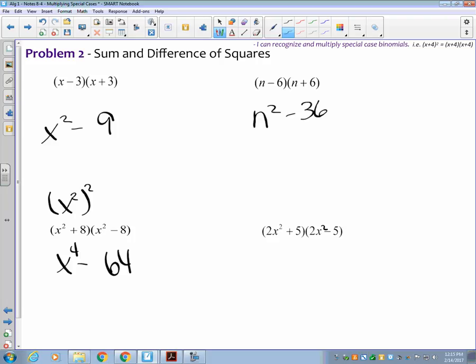Okay, you guys, please note this typo. Get a square on that. Otherwise, we have a whole new different problem than the ones we're looking at. Okay, so if we had 2x squared plus 5 times 2x squared minus 5, identical opposites, we're going to go 2x squared, but we're going to square it. 2 squared is 4. x squared to the square. And it's going to be minus 25.